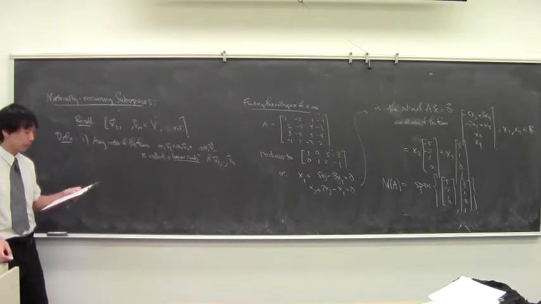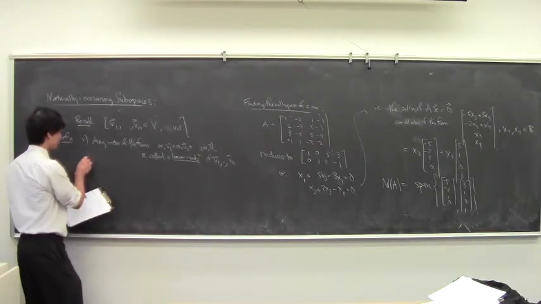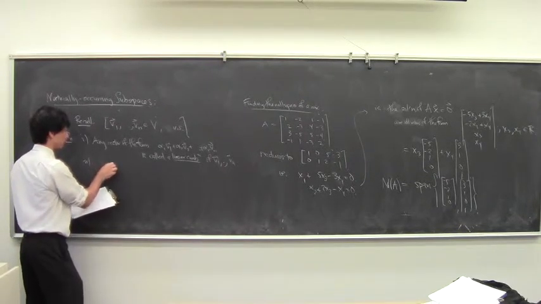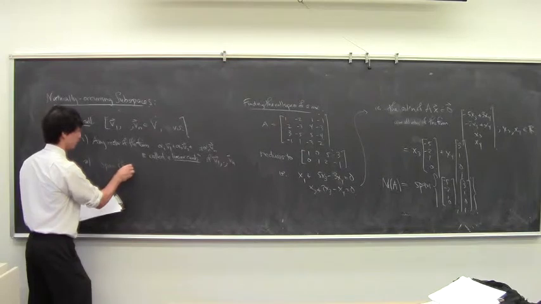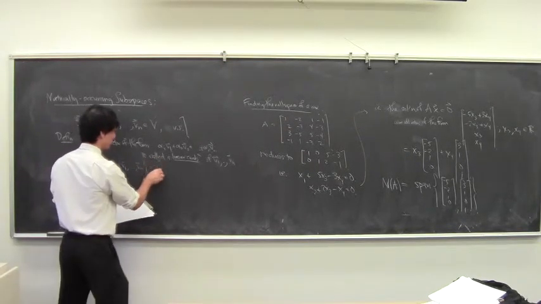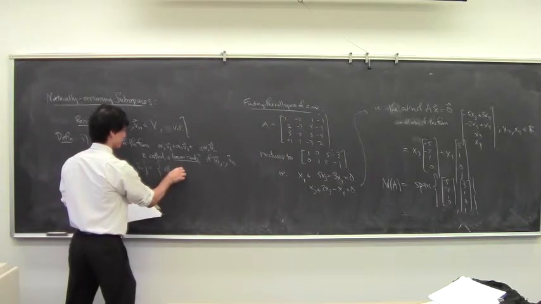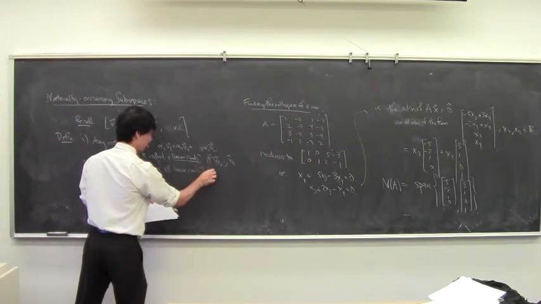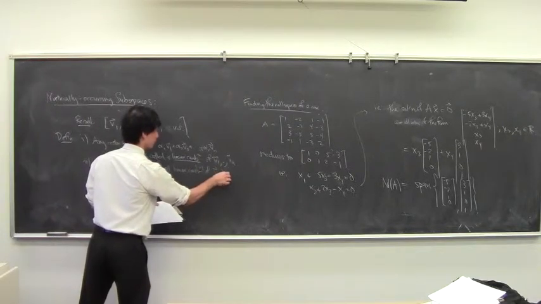Okay, linear combination. The span of V1 through Vn is the collection of all linear combinations of V1 through Vn.